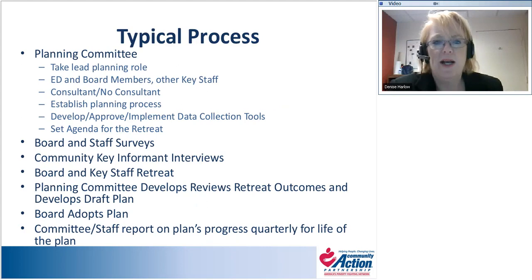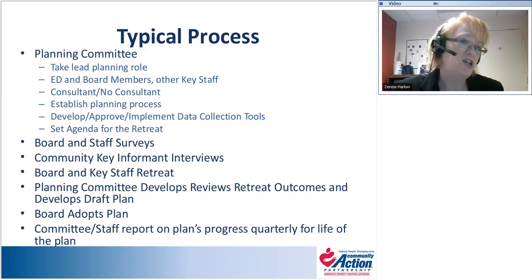All right, let's talk planning process, or the typical process. Again, no one right way. This is just one way. A planning committee usually takes the lead planning role, usually made up of the executive director, who is usually engaged in that process. If not them, their designee, deputy director, but a key lead member of the management team being part of that planning committee, other board members and other key staff. And that committee would meet periodically throughout the process.